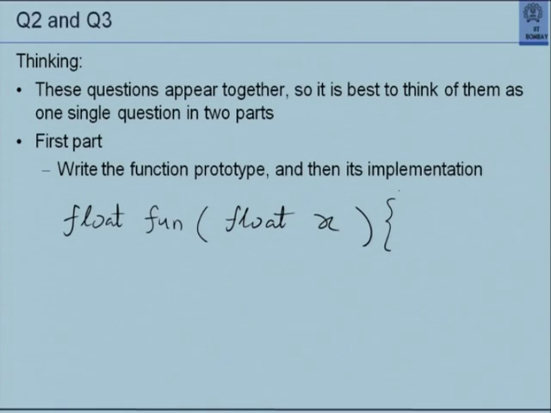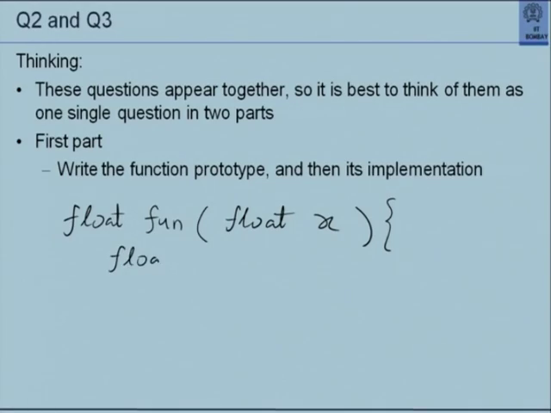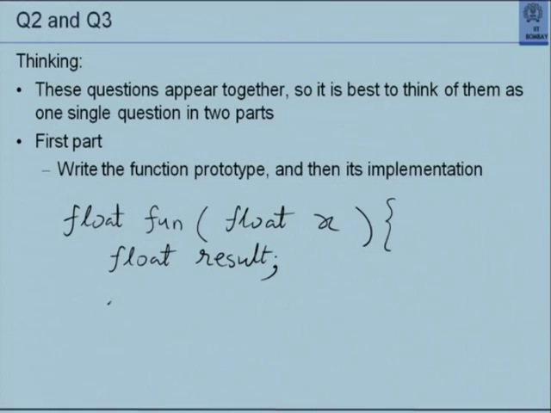Suppose I had given you a function of x and y, then you would have taken two parameters and you would have returned one value. Now I have to write a function. So I start with an opening curly bracket. I have to calculate the value of the function and return it. There are multiple ways of doing it. I will assume that I define something called a result. Since the value to be brought back is a result value which is floating point, I am naming it result.